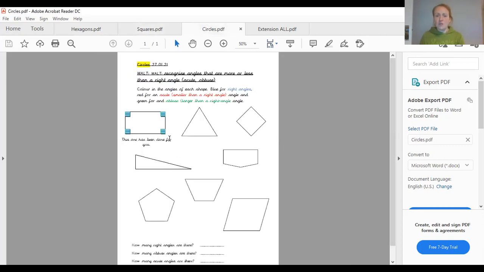If it's a right angle, you use the little box, the same as we did yesterday and the day before, looking for right angles. So you've got 3 colours that you need to show on here.